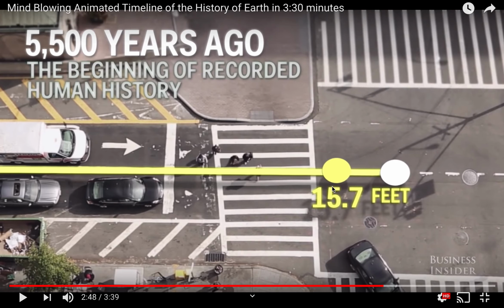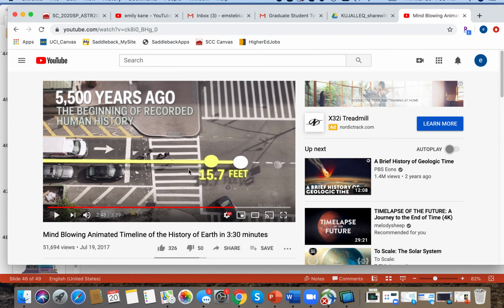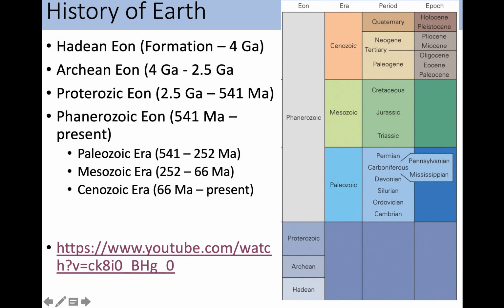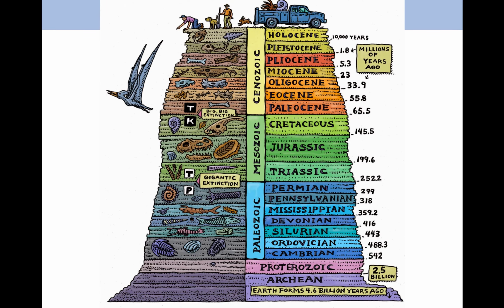So that whole entire trek from the west coast all the way to the east coast, that whole distance of land, if we scale it to the history of the Earth, our recorded history, which began 5,500 years ago, would only take up 15.7 feet. So the concept of this many billions of years of the Earth's history can be really, really hard to wrap your mind around because it's just such a massive amount of time. So I hope that that video helps at least a little bit with scaling.